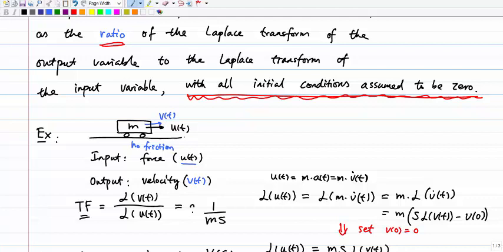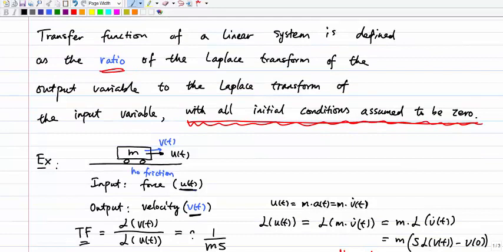I want to find the transfer function between the input and output. Because my input is u of t and my output is v of t, according to the definition, the transfer function is the ratio of the Laplace transform of the output variable to the Laplace transform of the input variable. So I first want to find the Laplace transform of my output variable, v of t, and the Laplace transform of the input variable, u of t. So L of v divided by L of u, that's the transfer function.